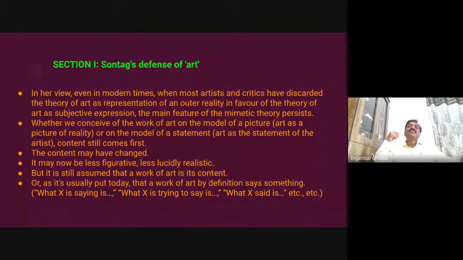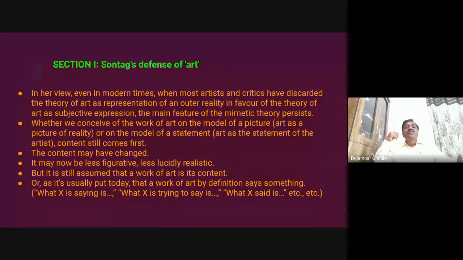but still they don't go away from the mimetic theory. The Greek mimetic theory believed that art was a representation of an outer reality, whereas the writers who believed in individualism thought that art is a representation of subjective emotions. Only that is the difference. But still, the main feature, what is the main feature? The mimetic theory, imitation, remains over there.